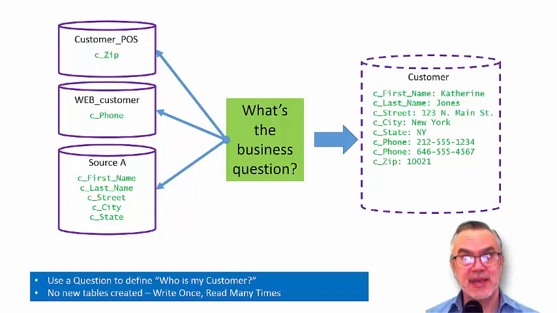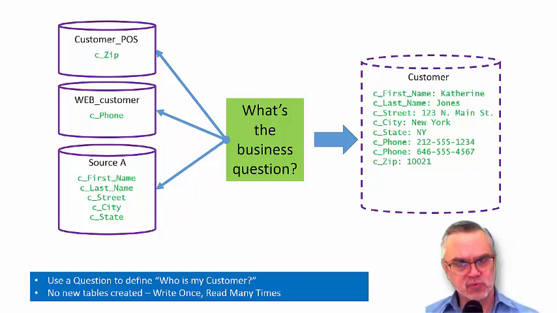The street address is different. And you know, the phone numbers are there and the ZIP is there just as they were in customer POS and web customer. But the most important thing here is a new table was not created. There was no writing of a new table. This table is virtual. It can be seen in the query that was executed against the three other tables.